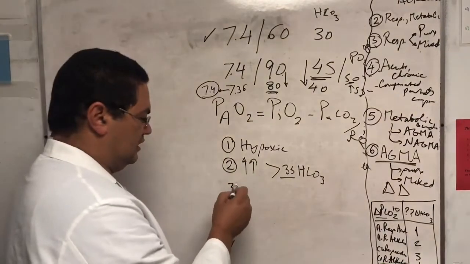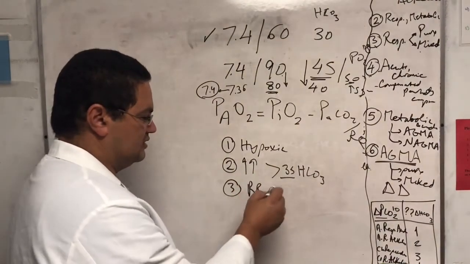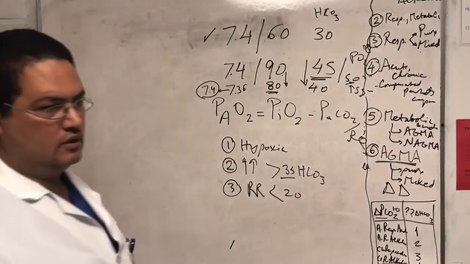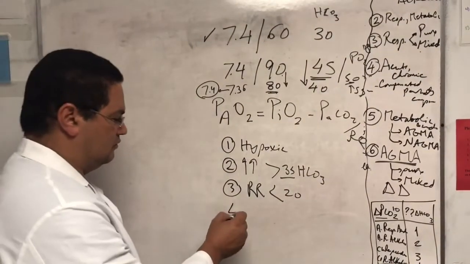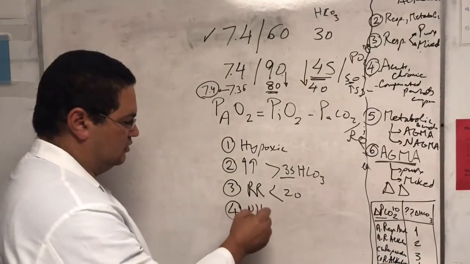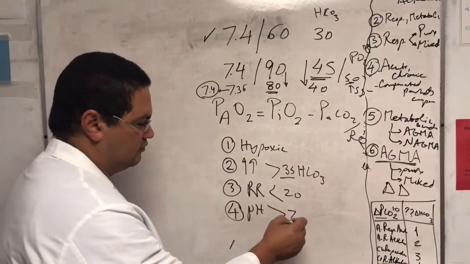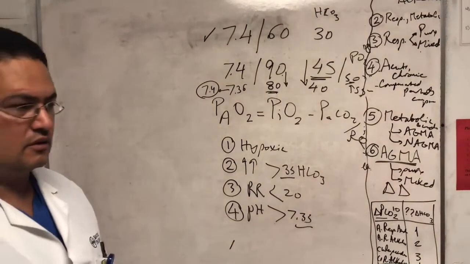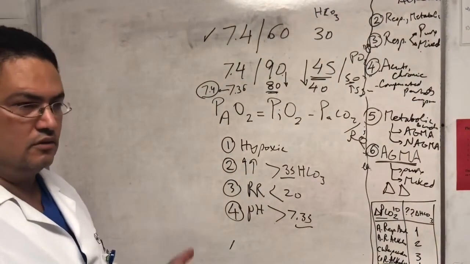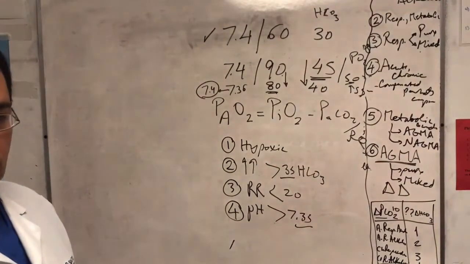And then number 3, the patient's respiratory rate is less than 20. You can't do it for somebody who's breathing at 30. You're going to make him fail. You're going to make him get intubated. And then number 4, the pH has to be more than 7.35. If the patient is less than 7.35, then he's acidotic. You give him something to make him more acidotic, then you're basically worsening the patient.